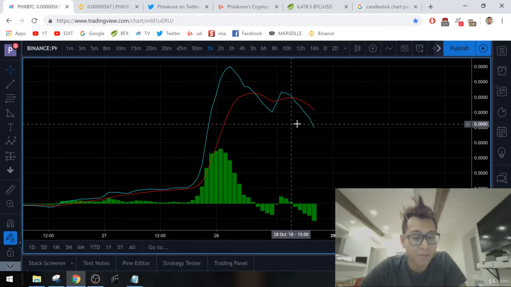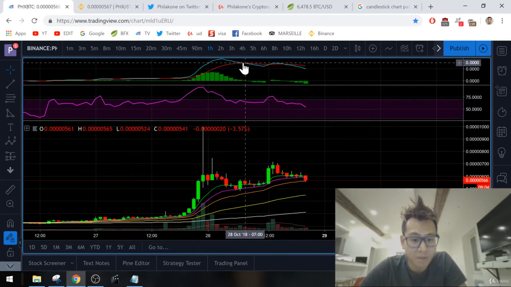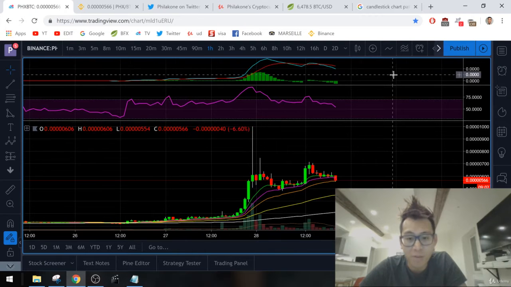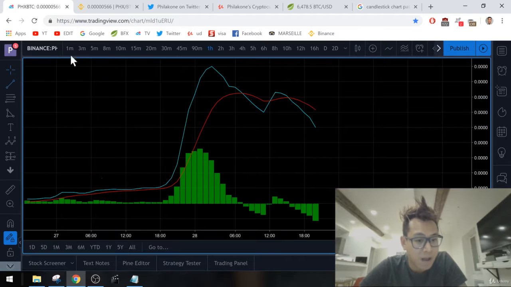So a lot of professional traders will use these as a signal to sell, right? So when it hits, for example, these points right here, or when they anticipate it in advance, they'll use their histogram ticking down.